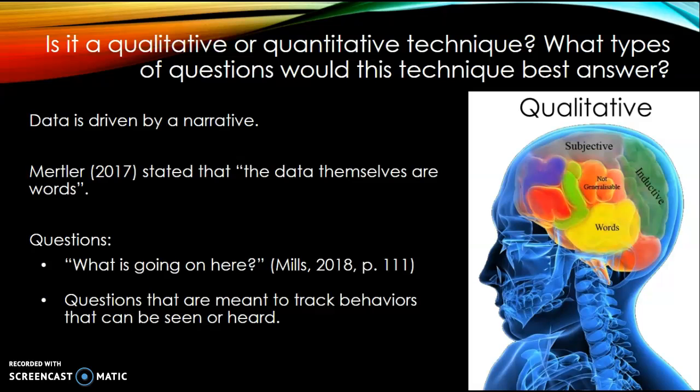Some of the questions it might lead to: Mills said that qualitative research answers the question, what is going on here? Basically, what is happening in the classroom? It's one of the main tools for figuring out what the problem for action research would be. Some other questions it might help answer are questions meant to track behaviors that can be seen or heard using our senses rather than through surveys and student collection.